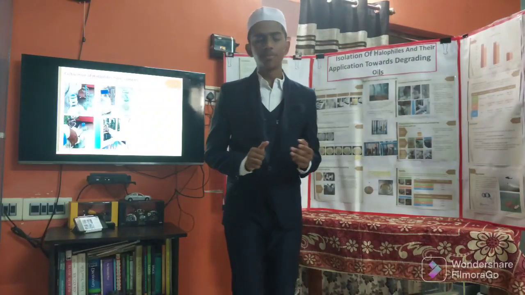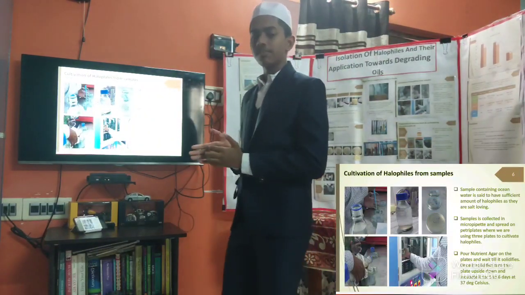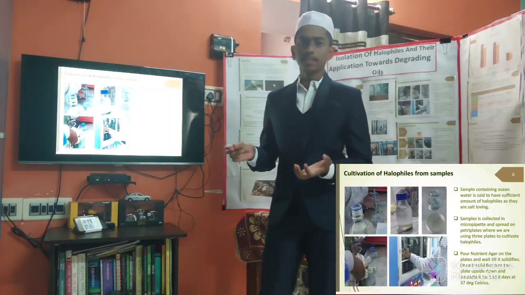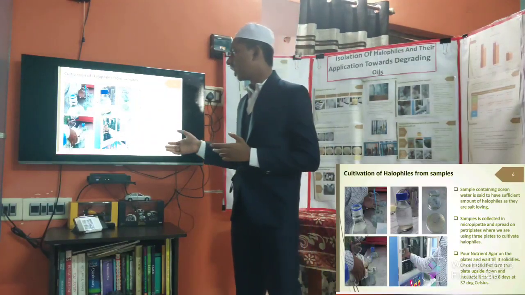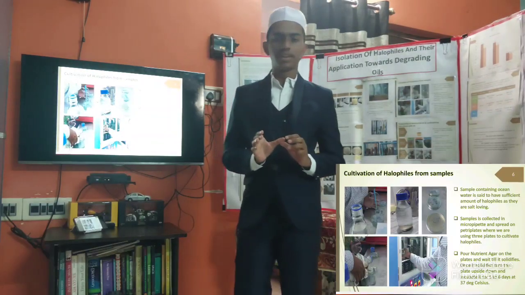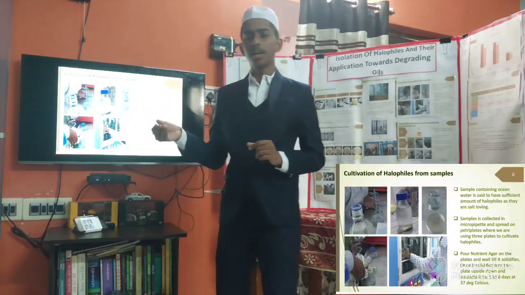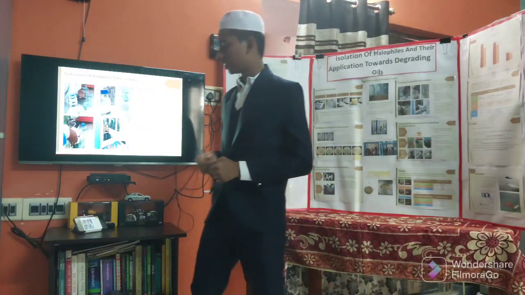The second stage of the project is cultivation of halophiles from samples. The samples are collected from ocean water and we are going to spread these in the petri plates with a micropipette. After spreading these, we are going to add nutrient agar and wait until it solidifies. After it solidifies, we have to invert it and keep it in the incubator at 37 degrees Celsius for 5 days.